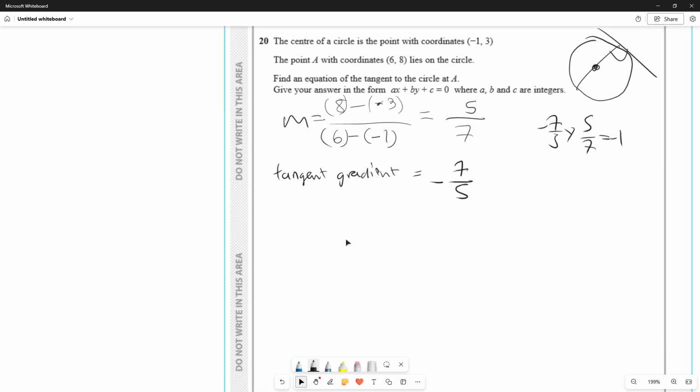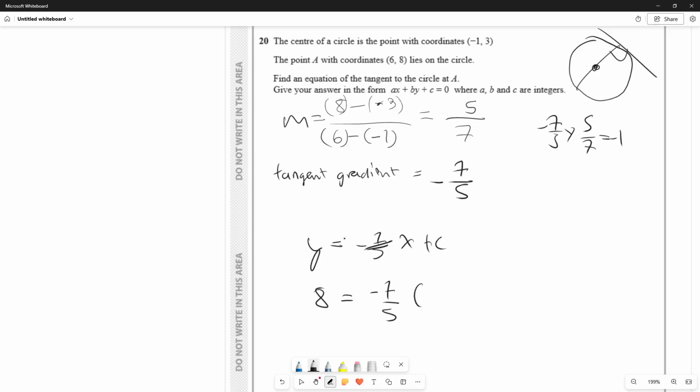Now we need to figure out the rest of the equation. So y is equal to minus 7/5 of x plus c. Let's plug in the point we know is on that line, which is 6, 8. 8 is equal to minus 7/5 of 6 plus c.